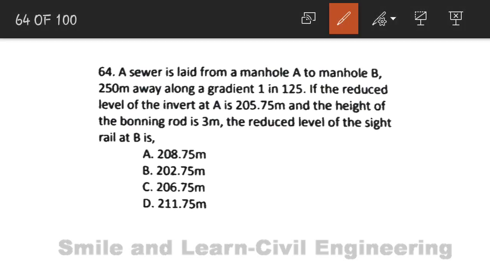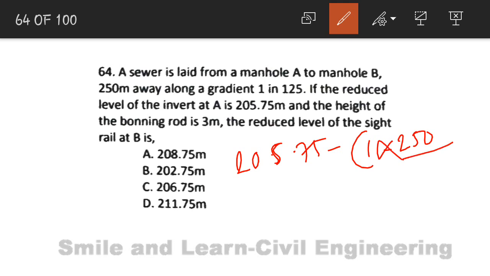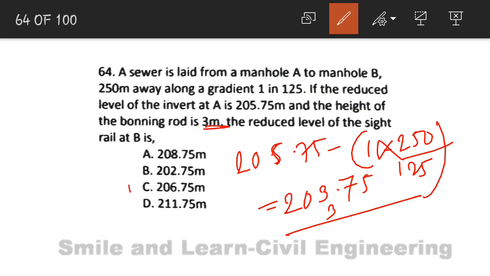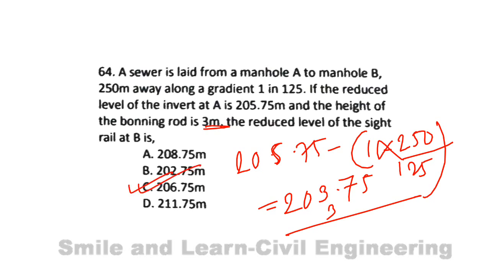So, first we will have to find out the 205.75 minus, so what is the distance? 1 in 25, so 250 by 125. So from here we will find 203.75, and the boning rod is 3 meters, so add 3, so we will get 206.75. Option C will be the correct answer.